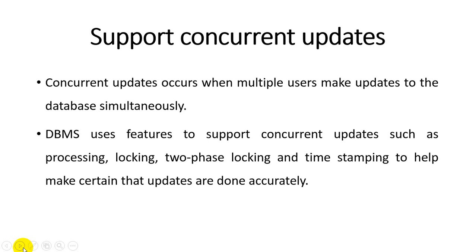A DBMS uses features to support concurrent update such as locking, two-phase locking and timestamping to help make certain that updates are done accurately. Because multiple users can access a single instance, we need to provide the updated record throughout the transaction for all the users. So it must be performed with the help of locking, two-phase locking and timestamping.